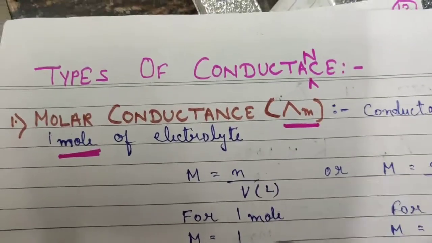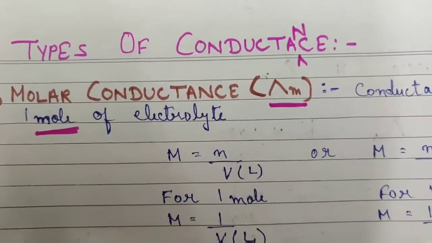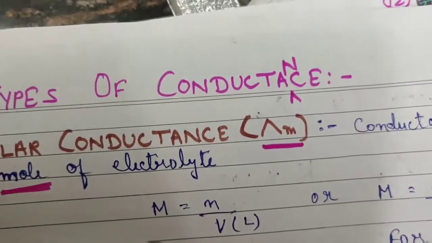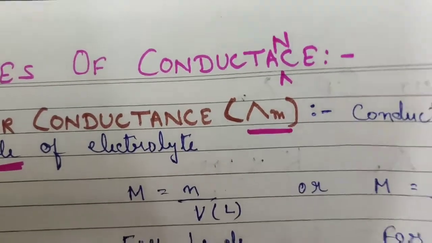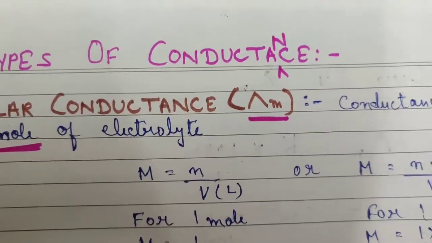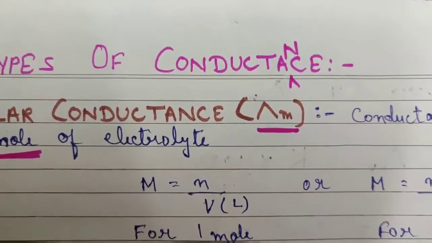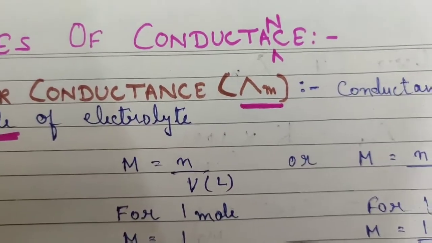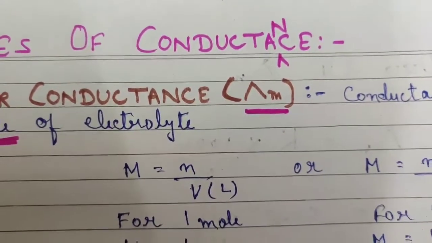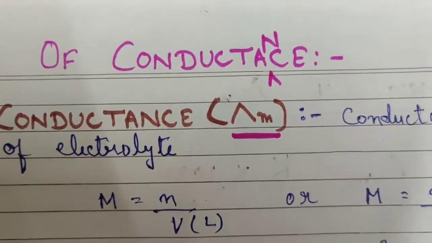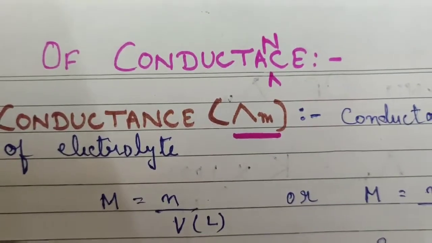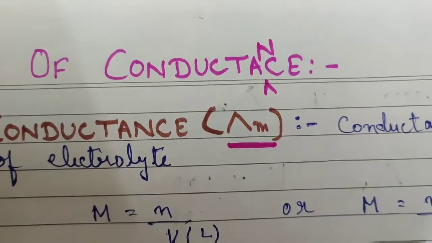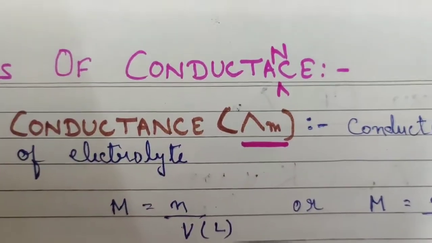The types of conductance. Before knowing about the types, I would like to recall what is conductance. Conductance is the reciprocal of resistance, and I hope you know what resistance is. Resistance is the hindrance in the path of the flow of ions. So obviously conductance will be the ease in the flow of ions. Since it is the reciprocal of, or just the reverse of, resistance, the ease of flow of ions is referred to as conductance.